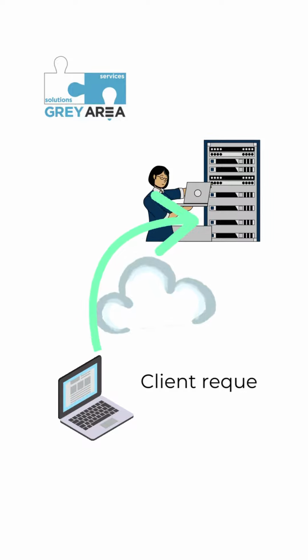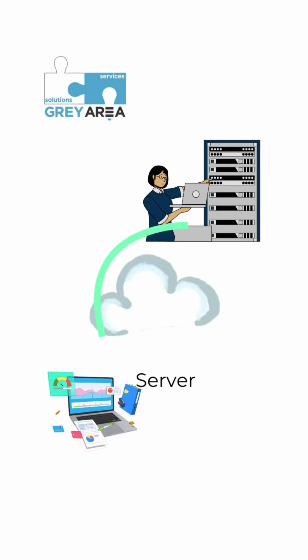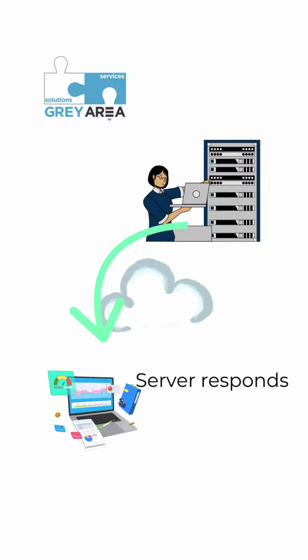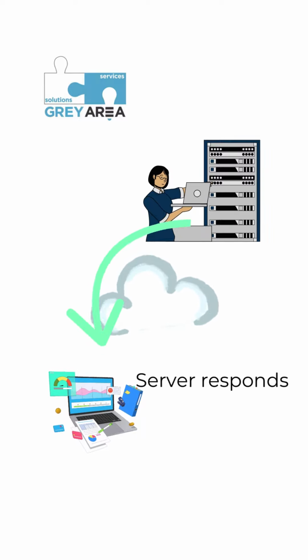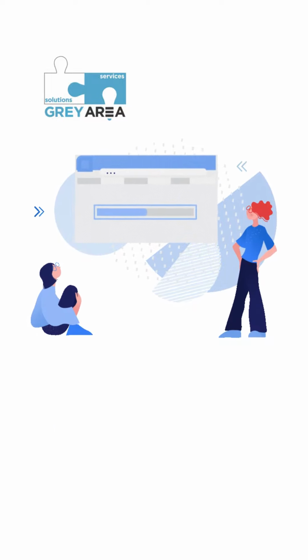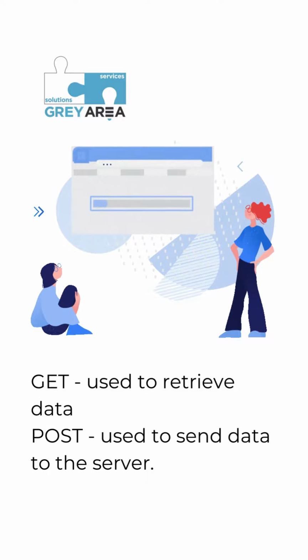Your browser sends an HTTP request to the server asking for a specific webpage. The server then responds with the requested resources, like HTML files, images, and other data. HTTP operates on a request-response model. The most common methods are GET, used to retrieve data, and POST, used to send data to the server.